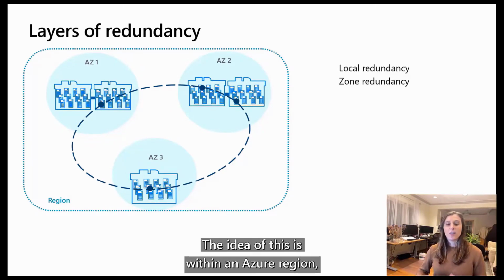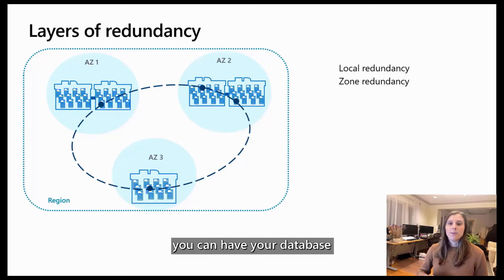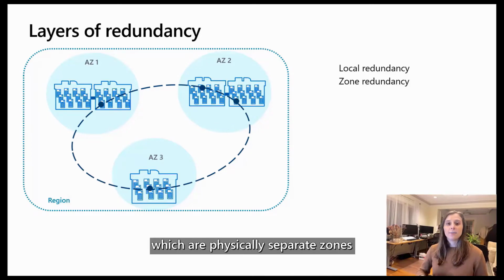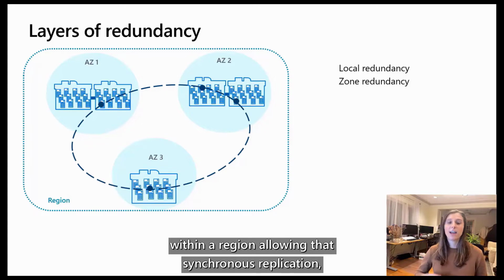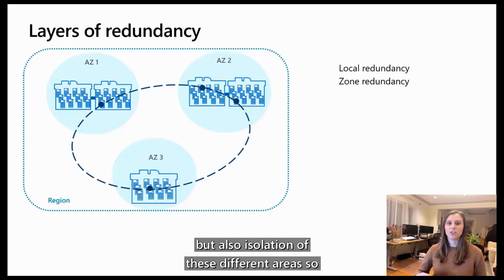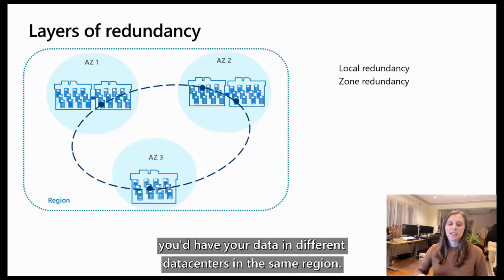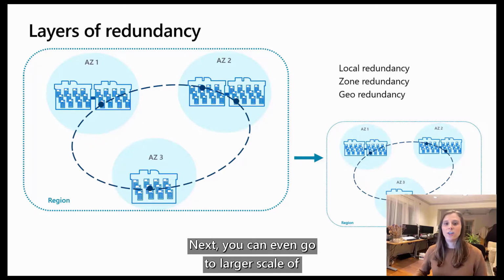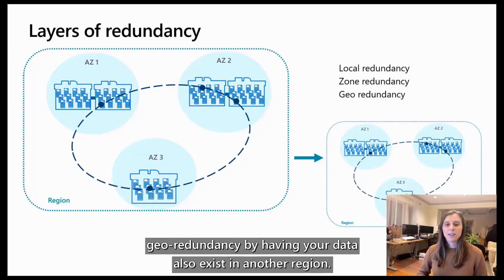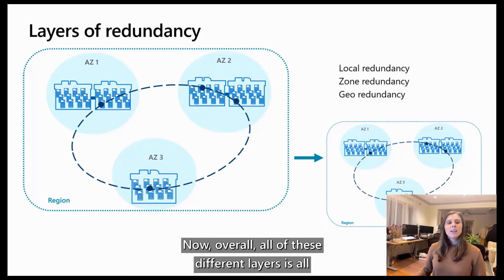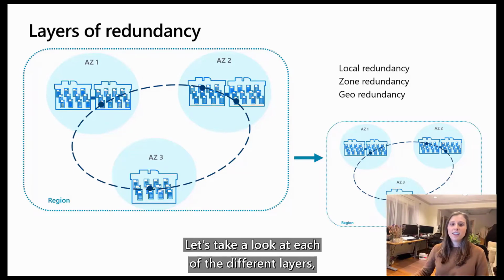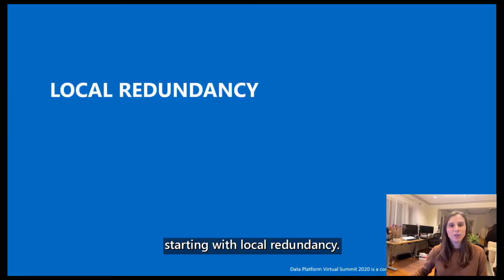So the idea of this is within an Azure region, you can have your database replicated across the different availability zones, which are physically separate zones within our regions, allowing for that synchronous replication, but also isolation of these different areas. So you could have your data in different data centers in the same region. Next, you can even go to a larger scale of geo-redundancy by having your data also exist in another region. Now overall, all of these different layers is all handled with built-in maintenance and fault tolerance across these different layers. So let's take a look at each of the different layers, starting with local redundancy.